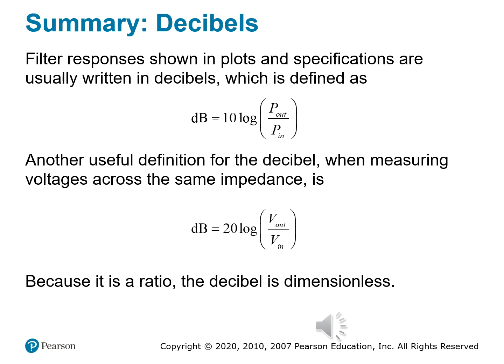And that 20 instead of the 10 comes from the fact that power is proportional to the square of the voltage. It's math, that's it. Not magic, but math. And it's what lets us read a filter's gain or attenuation directly from a plot. And because it's a ratio, the decibel is dimensionless.